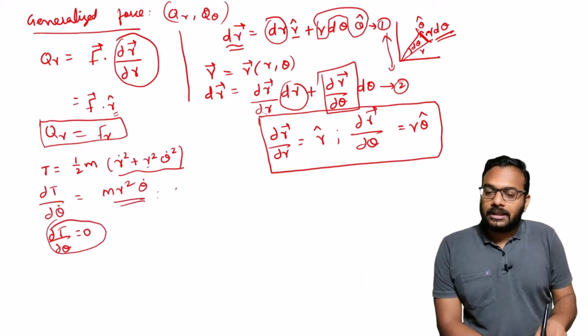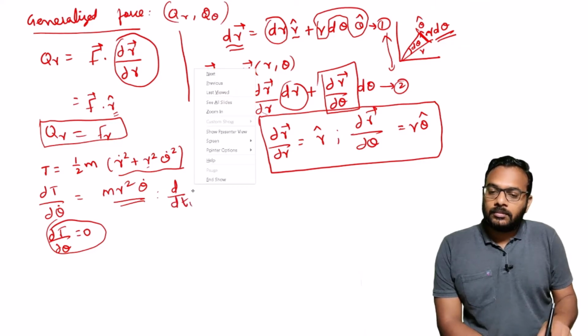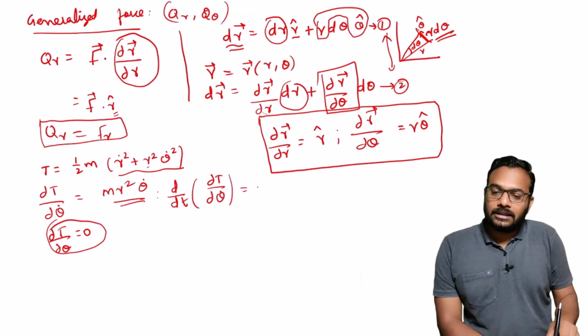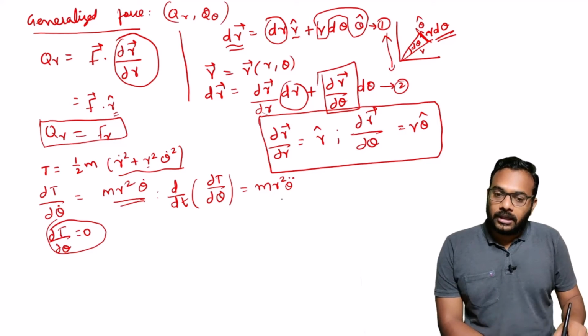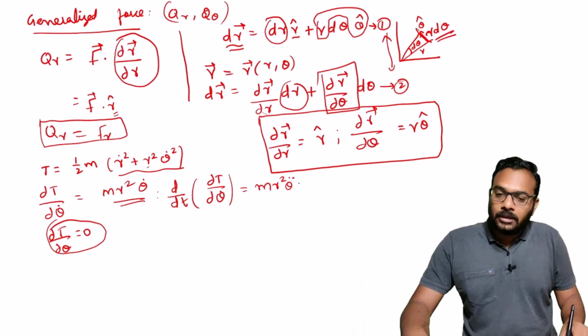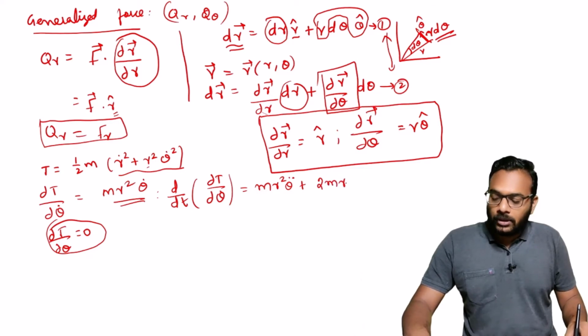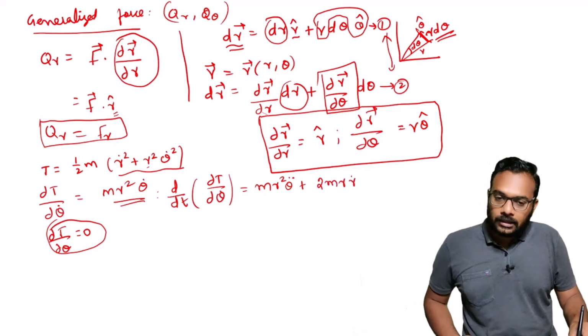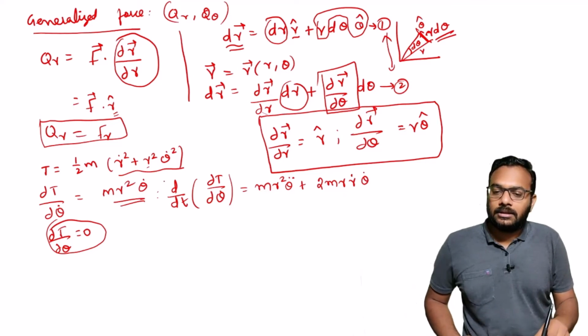And what is d/dt of ∂T/∂θ dot? It is m r square θ double dot. That's not all. You have to be very careful because r is also time dependent. You also have one more term. Okay, you have to use the product rule here. That's m r square θ double dot plus you also need to take the derivative of r square with respect to time, so it becomes 2 m r r dot θ dot, right? We have got this.